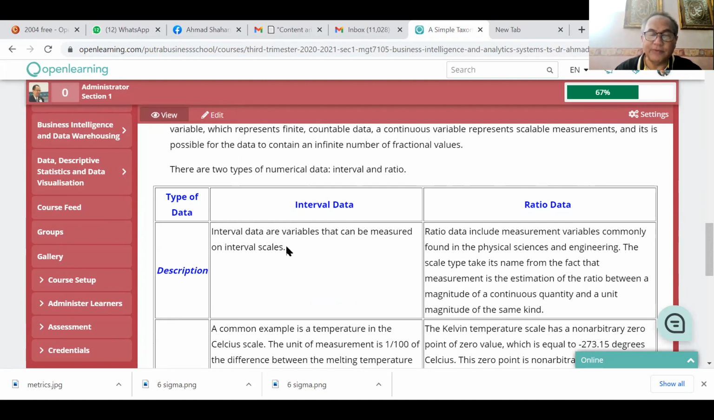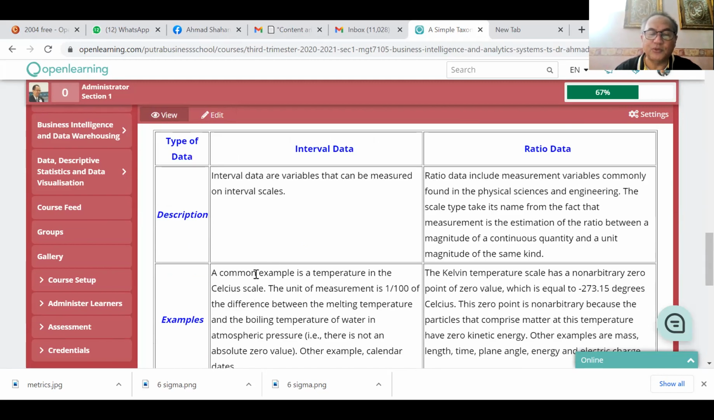Interval data are variables that we measured on interval scale. For example, the most common example here is Celsius. How do you calculate Celsius? You measure the freezing point, and you measure the boiling point of water. So boiling point is 100, the freezing point is 0, and then you scale it. That is interval data. It's by scaling.